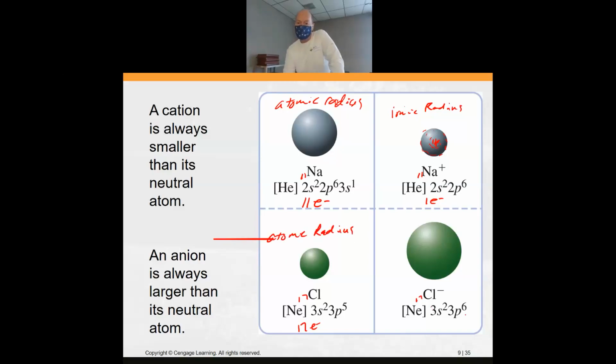Now you have an extra electron, 18 electrons. You still have 17 protons in the center, but you have that one extra electron that is going to be far away from your nucleus. Your radius is measuring from the center to the outermost electron. And so this is an ionic radius.